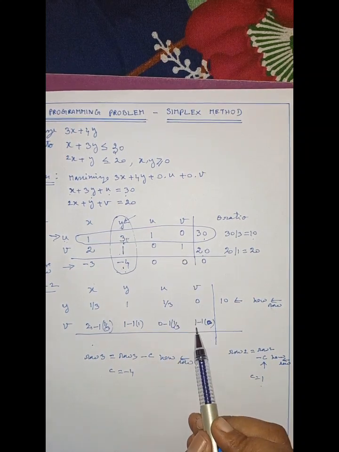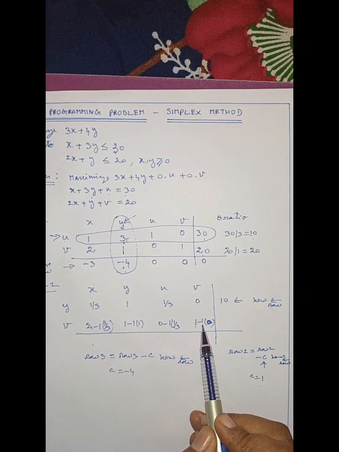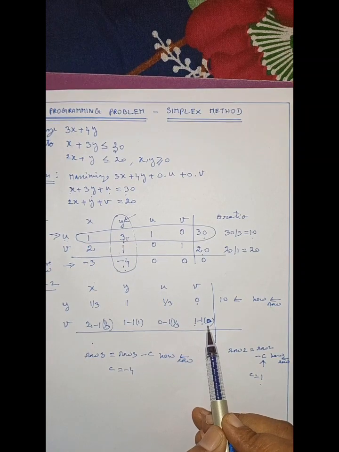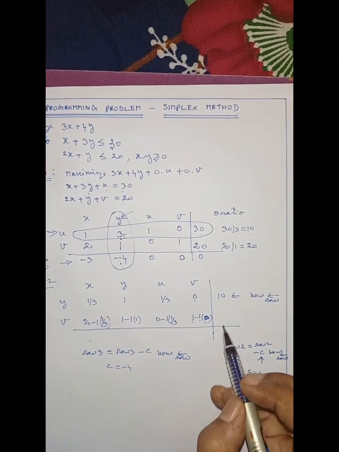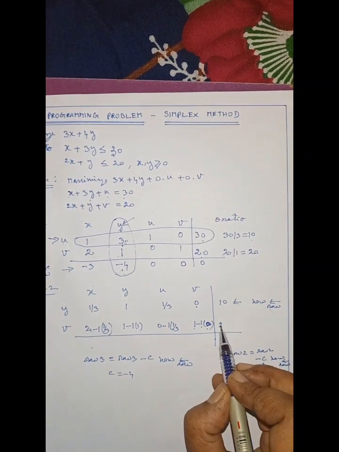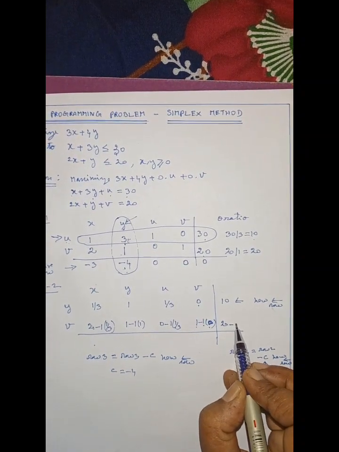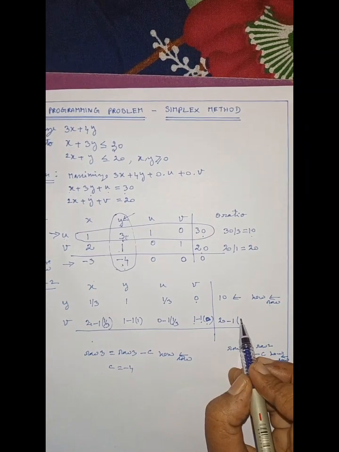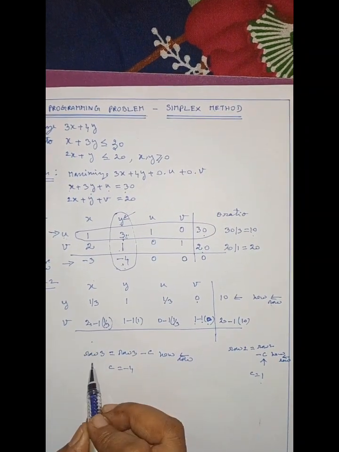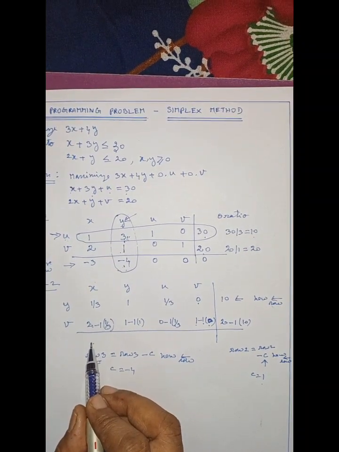The already existing value is 1, minus C, which is 1, into the new row value in the same column, which is 0. Then here it is going to be the already existing value 20 minus 1 into the new row value 10. Now similarly we are going to apply this formula for calculating the third row.